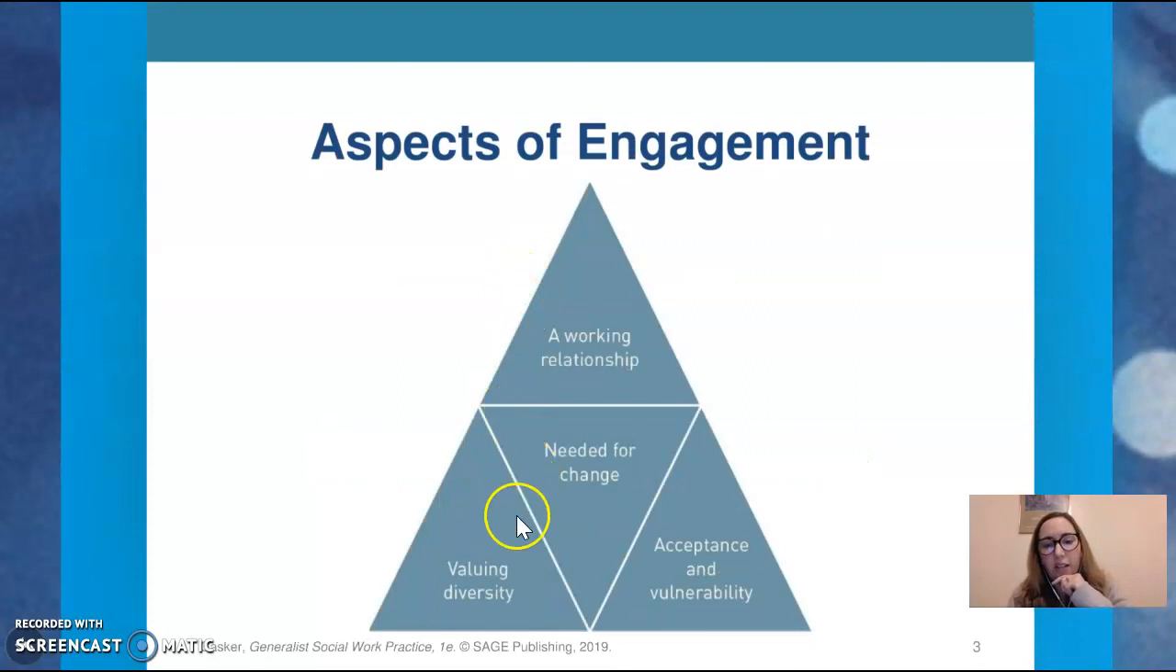So again, this just outlines how these different pieces work together for engagement. We have acceptance and vulnerability as a pillar at the bottom here. We also need to have cultural humility and a value of diversity. And those things come together with this need for change that the client brings in order to establish a working relationship between us and the client, right? And that's important. Engagement is building a connection, but it's within the context of a working relationship, not just a personal relationship.